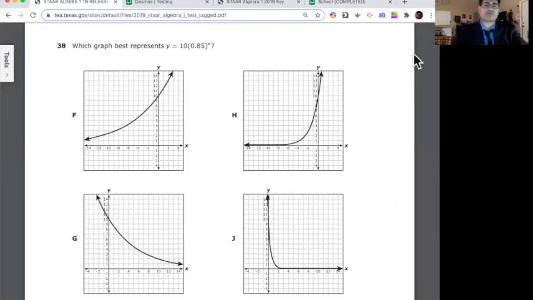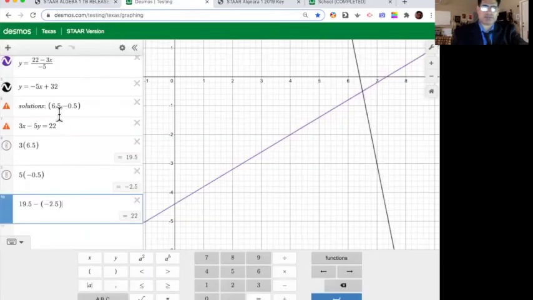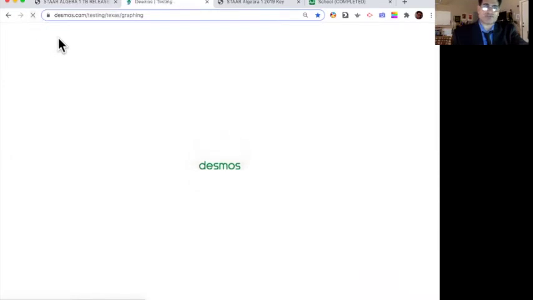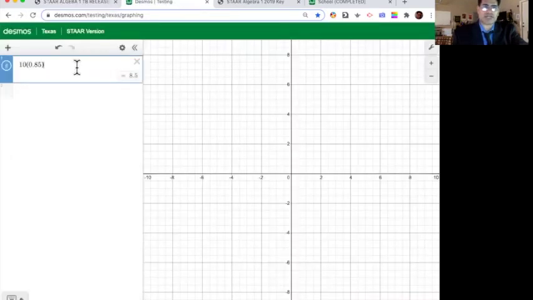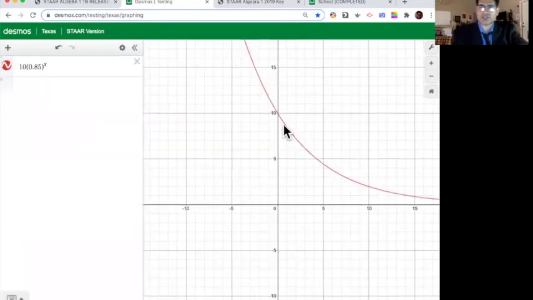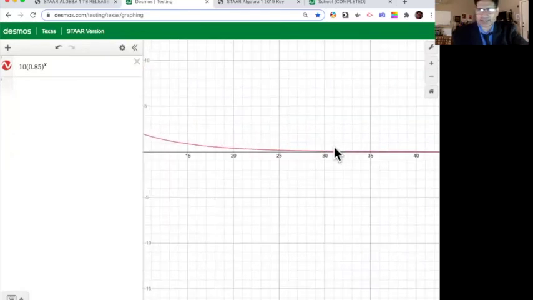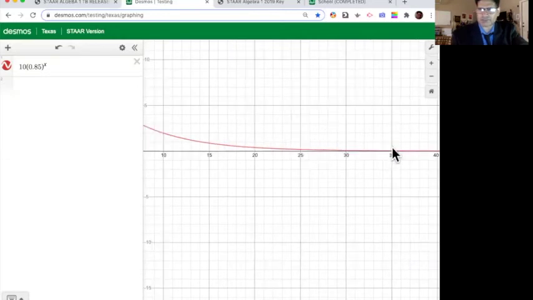Which graph best represents y equals 10 times 85 to the x? So we caught a break on this one. Let's do away with all those problems having to do with solutions and just get an easy graphing problem, because all we have to do is enter that, raise it to the power of x, and it graphs for us this figure. It crosses the y-intercept at 10, and it seems to just about touch the x at, I think, 30, 35, maybe something like that. It's more like 35.